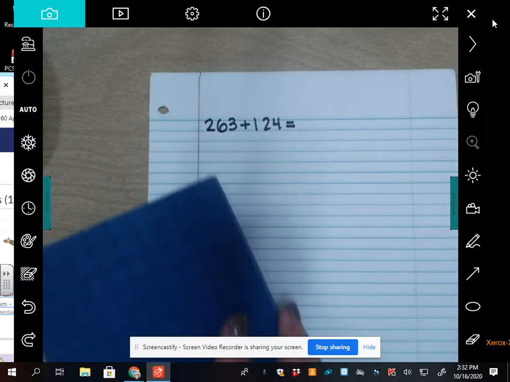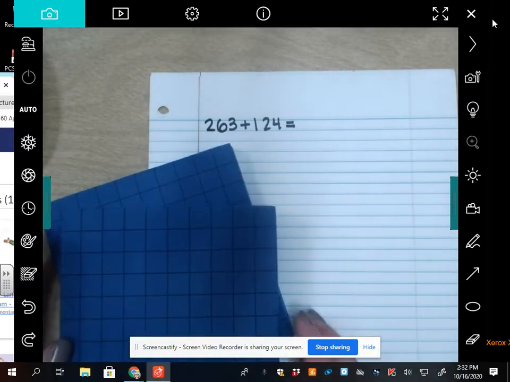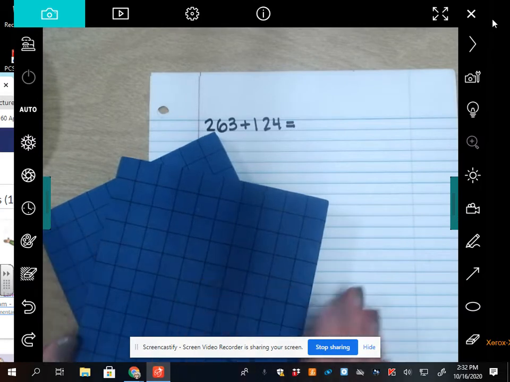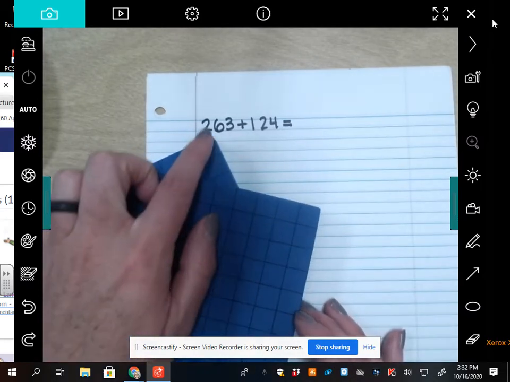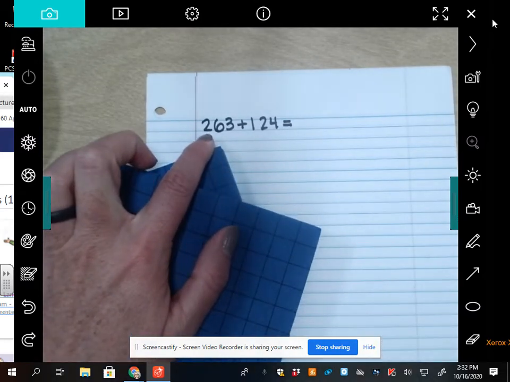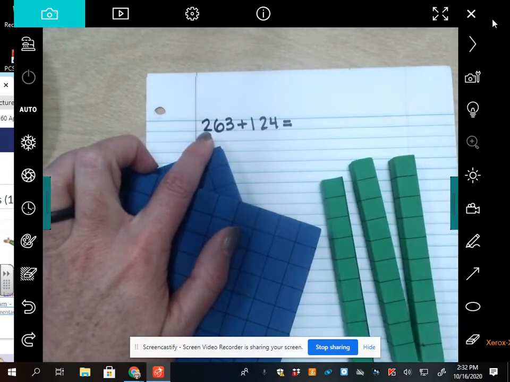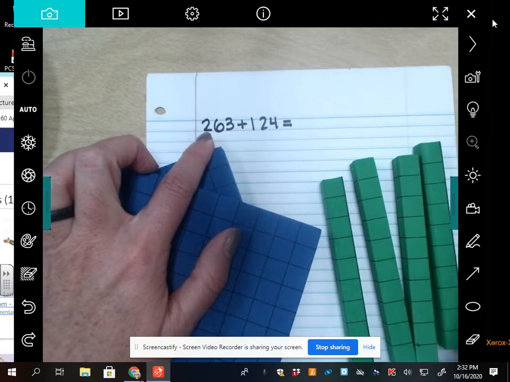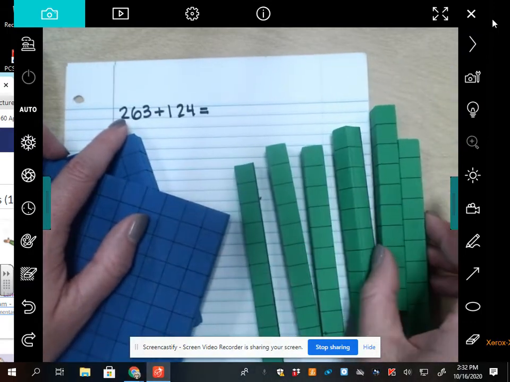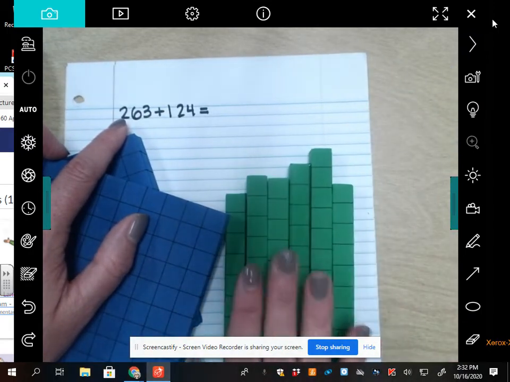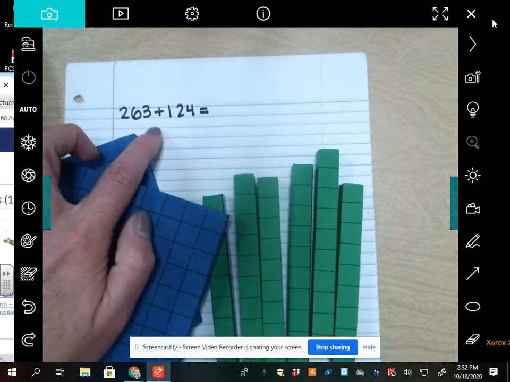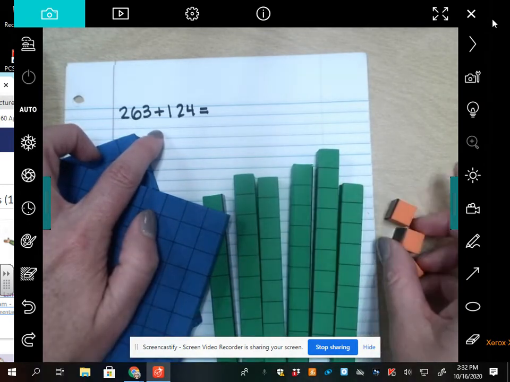200, so I'm going to get 2 of my hundreds blocks. I'm going to turn them this way so you can see clearly that there are 2 here. I need 6 of these. 1, 2, 3, 4, 5, 6. Let me scoot over. Okay. So I have 6 of my tens. And then I need to look at my ones, and I have 3 ones.